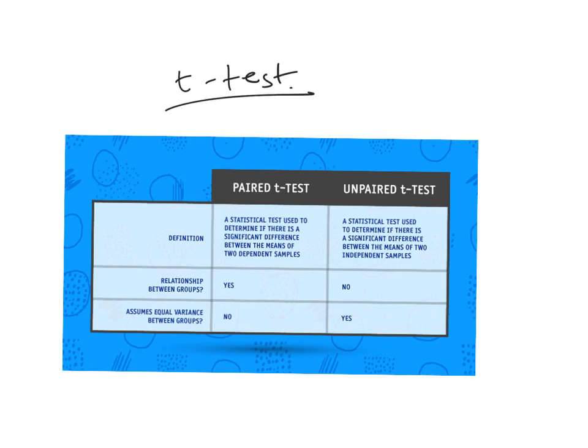But what we need to think about is, where do we use it? So if we think about whether we're using paired or unpaired t-tests, basically if we're looking for a relationship between groups, we use paired t-tests. If we're assuming there's equal variance between groups, we use an unpaired t-test. That's how we decide whether to use a paired t-test or an unpaired t-test.